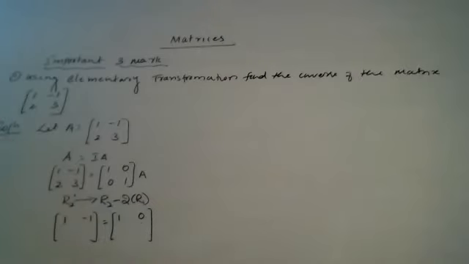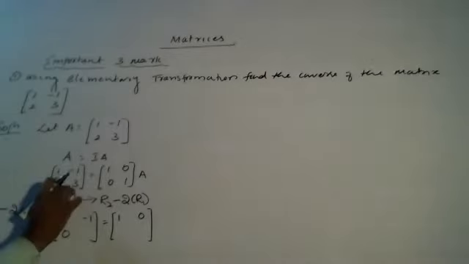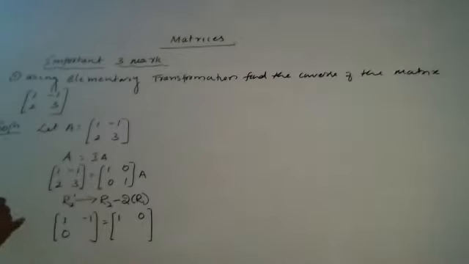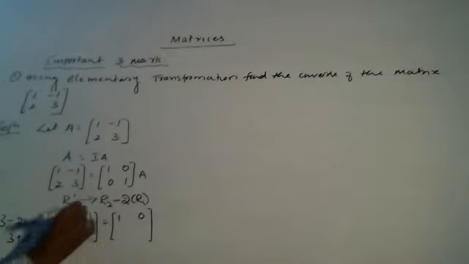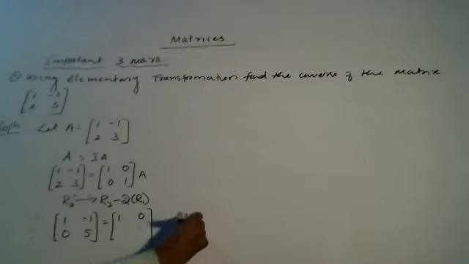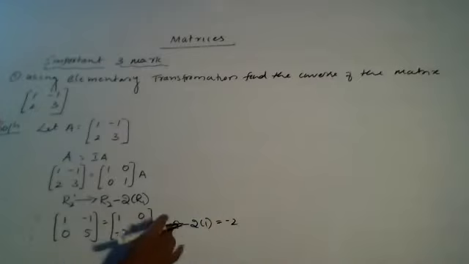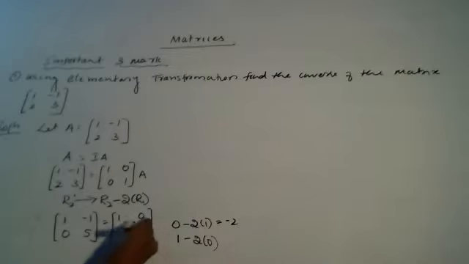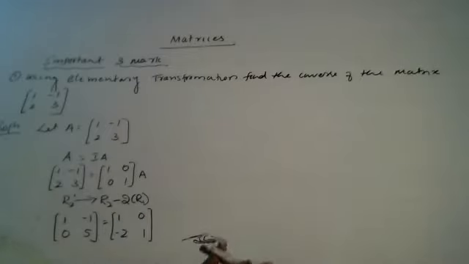Now R2 is going to change. R2 means 2 minus 2 times 1, which is 0. Next, 3 minus 2 times -1, so 3 plus 2, which is 5. On the other side, R2 is 0 minus 2 times 1, which is -2. Next, 1 minus 2 times 0, which is 1. So this gets over.